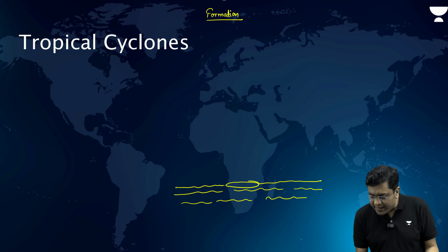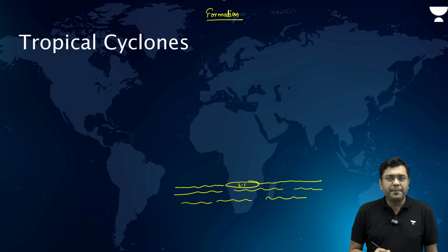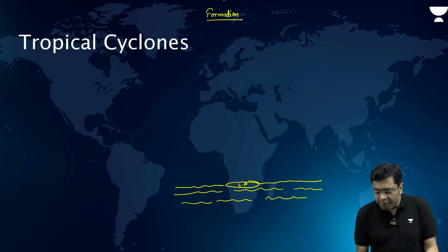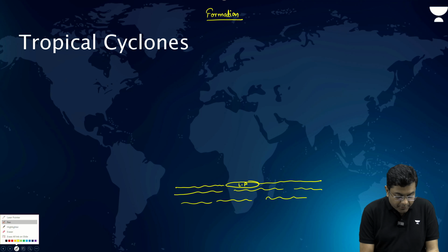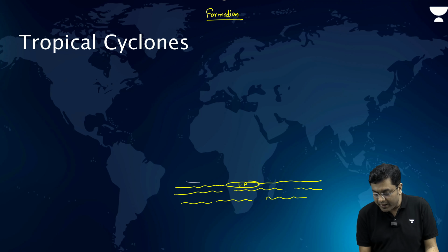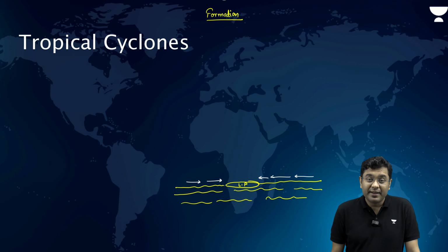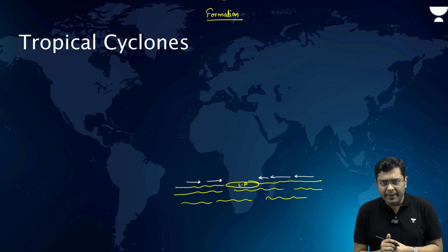Sometimes when you have that intense low pressure due to thermal heating, then what happens? A low pressure is created. Now this low pressure will attract winds from all directions. Now these winds will have a characteristic. They will be warm, but they will be very moist, heavily laden with water vapor. Why? Because these are coming from marine regions, from over water bodies. So the moisture content will be very, very high.